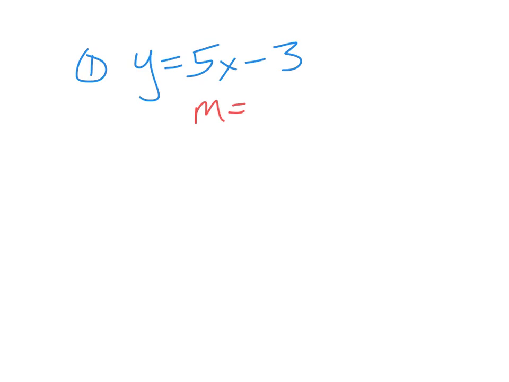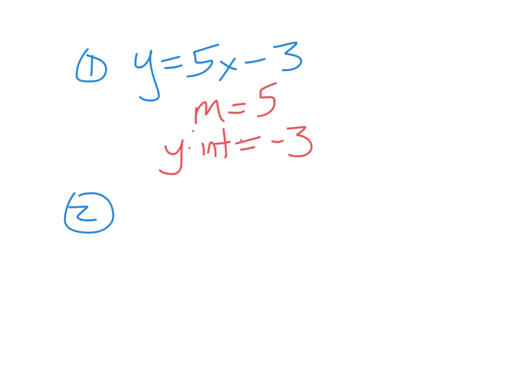So let's do a couple extra practice. You can choose whether you're going to put these in the journal. These are the guided practice. Y equals 5x minus 3. What's my slope? 5. And what's my y-intercept? Negative 3. Negative 3, very good.